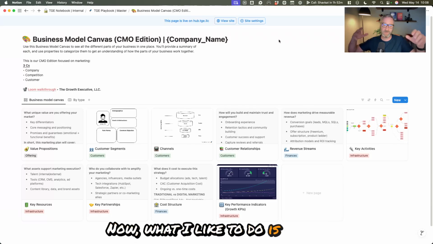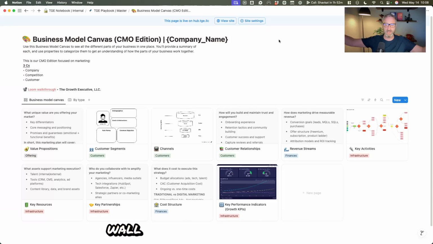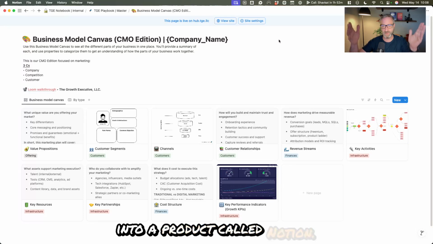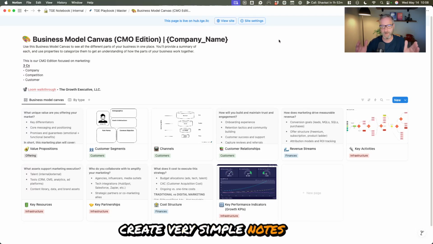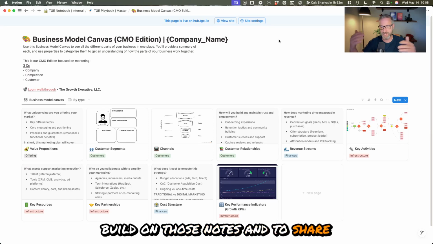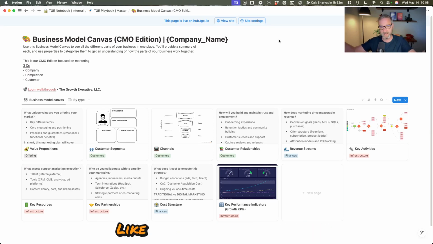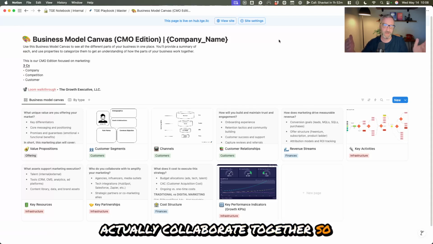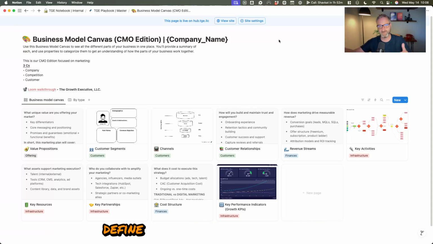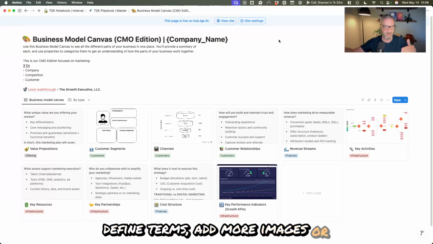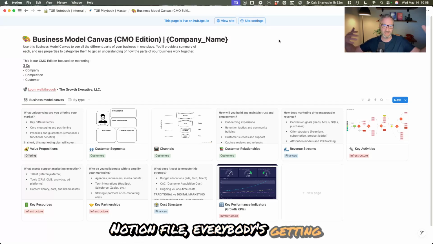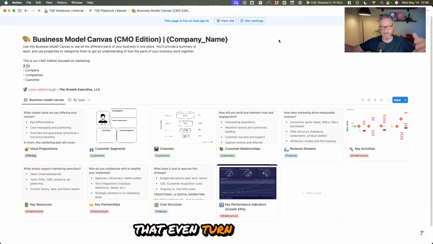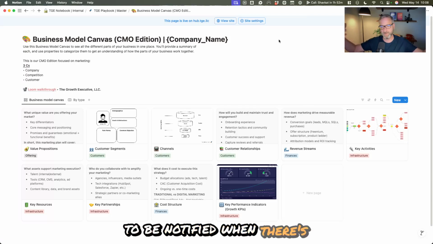What I like to do is take that big thing off the wall and put it into a product called Notion. If you're not familiar with Notion, it's basically a way to create very simple notes, build on those notes, and share them internally or even externally. I'll send you a link to this one, where we can actually collaborate together. So I can continue to add content or define terms, add more images or graphs. And as I'm updating it in my Notion file, everybody gets the benefit of seeing that. You can even turn on email notifications to be notified when there are changes.